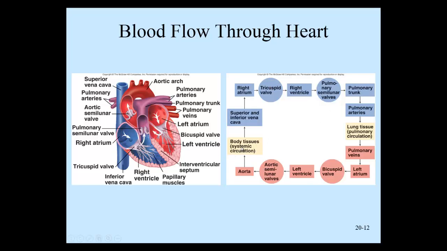So if we start with the tissues, blood returns to the heart from the body tissues through the two vena cava. We have the superior vena cava and the inferior vena cava. Now recall that this blood is coming from the tissues, so that means it is deoxygenated blood. All the oxygen has been used in the tissues, and now it's returning to the heart to pick up more oxygen. So it comes to the heart via the vena cava and enters the right atrium.